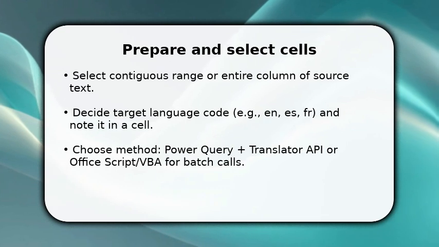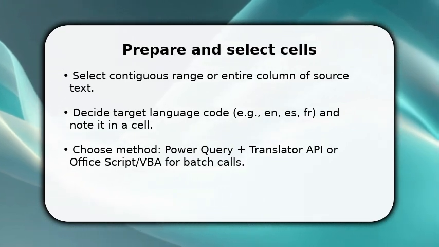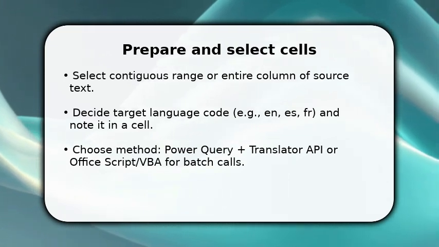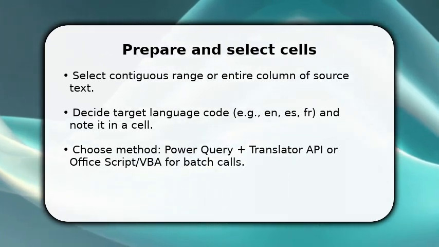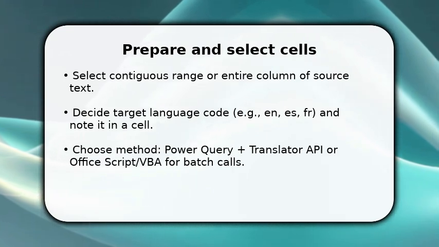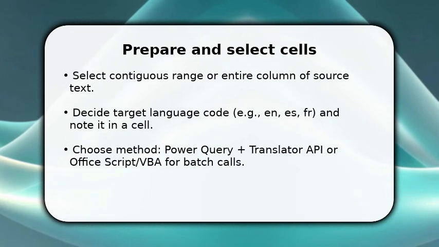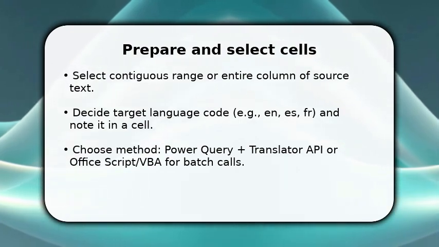Next, choose your method. Power Query with the Microsoft Translator API for robust batch processing, or an Office script/VBA macro if you prefer in-workbook automation. This early choice affects setup steps, like registering an API key versus enabling macros.